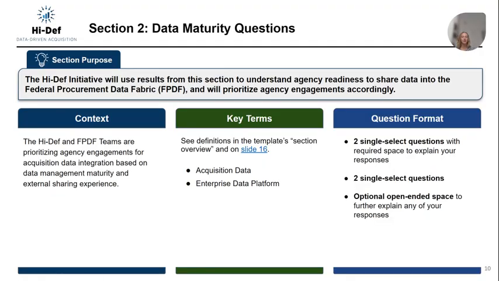Okay. Section 2. This will assess your agency's maturity in data management and analytics and your experience with external data sharing. The results here will further help us determine which agencies are most ready to share data with us, and will prioritize agency engagement efforts accordingly. You're going to find 2 single select questions with a required explanation, 2 additional single select questions, and an optional open-ended space for further explanation.